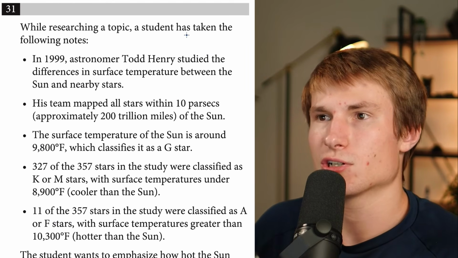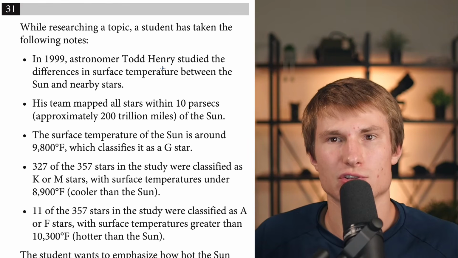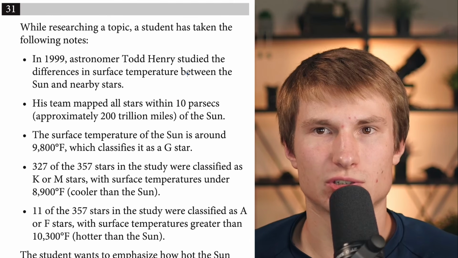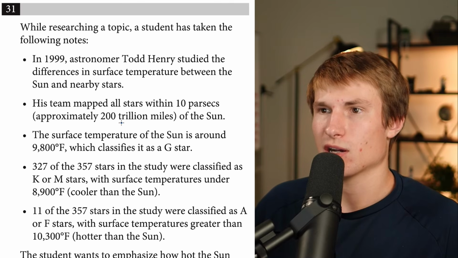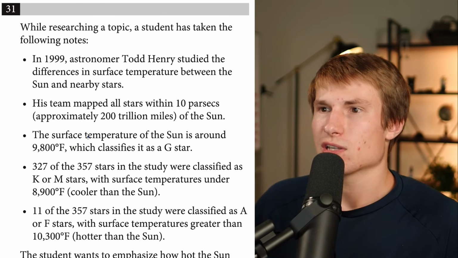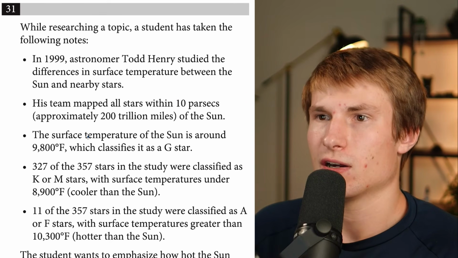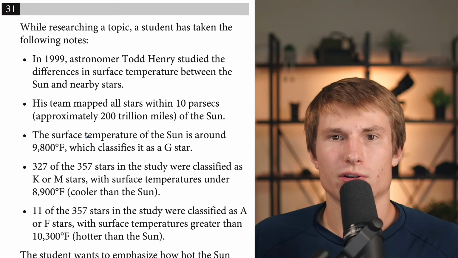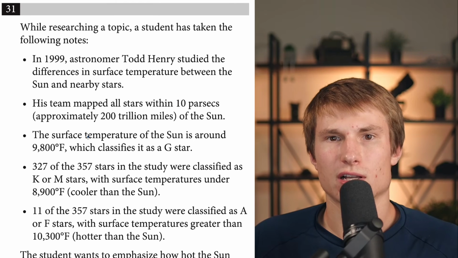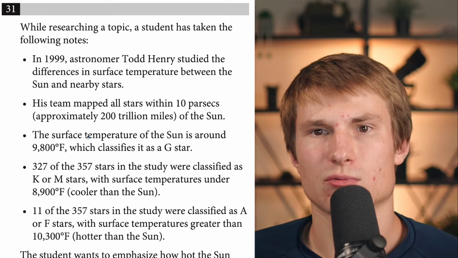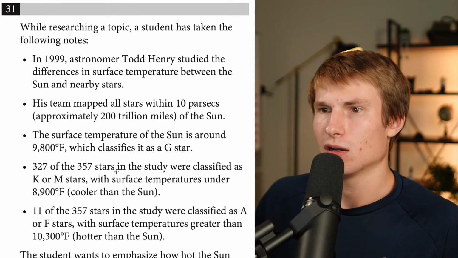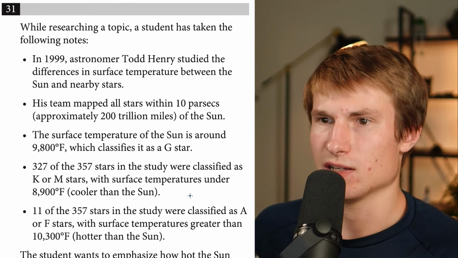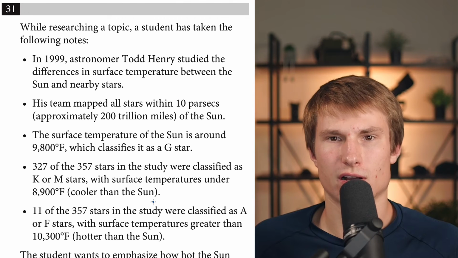Question 31. While researching a topic, a student took the following notes. In 1999, astronomer Todd Henry studied the differences in surface temperature between the sun and nearby stars. His team mapped all the stars within 10 parsecs, approximately 200 trillion miles of the sun. The surface temperature of the sun is around 9,800 degrees Fahrenheit, which classifies it as a G star. 327 of the 357 stars in the study were classified as K or M stars, with surface temperatures under 8,900 degrees Fahrenheit, cooler than the sun. 11 of the 357 stars in the study were classified as A or F stars, with surface temperatures greater than 10,300 degrees Fahrenheit, hotter than the sun.